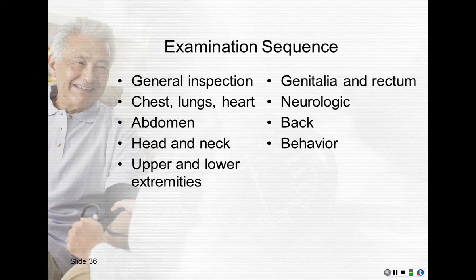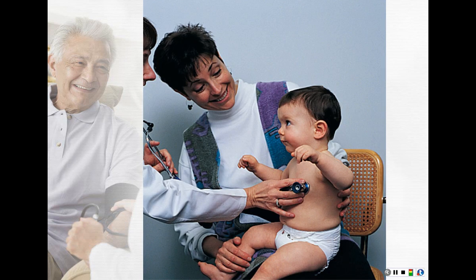Make sure that you, especially in children that have upper respiratory infections, are checking for a flexible neck and the absence of nuchal rigidity, because they are at risk, of course, for meningitis. So you want to always note whether or not their neck is flexible and not stiff. Movement of upper and lower extremities, genitalia, patency of the rectum, neurologic, looking in the eyes, looking at their back and spine, and of course observing general behavior.